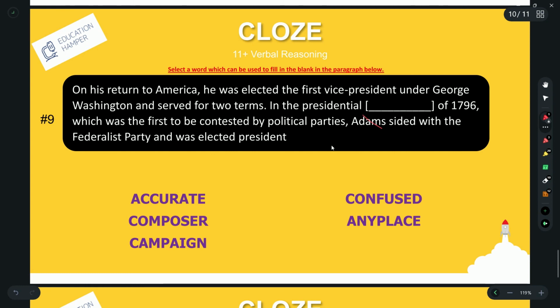So now, what would be the best answer here? We think it's some sort of election, so what would be the best word for election? Accurate? No. Confused? No. Doesn't seem like a word for election. Composer? No, it wasn't a composer. Any place? That seems a bit random, so that's probably not the best word. Campaign. Campaign could be another word for election. The campaigning runs of elections. So in the presidential campaign of 1796, which was the first to be contested, that seems like the best word for this sentence. So here we are. Campaign is our answer.